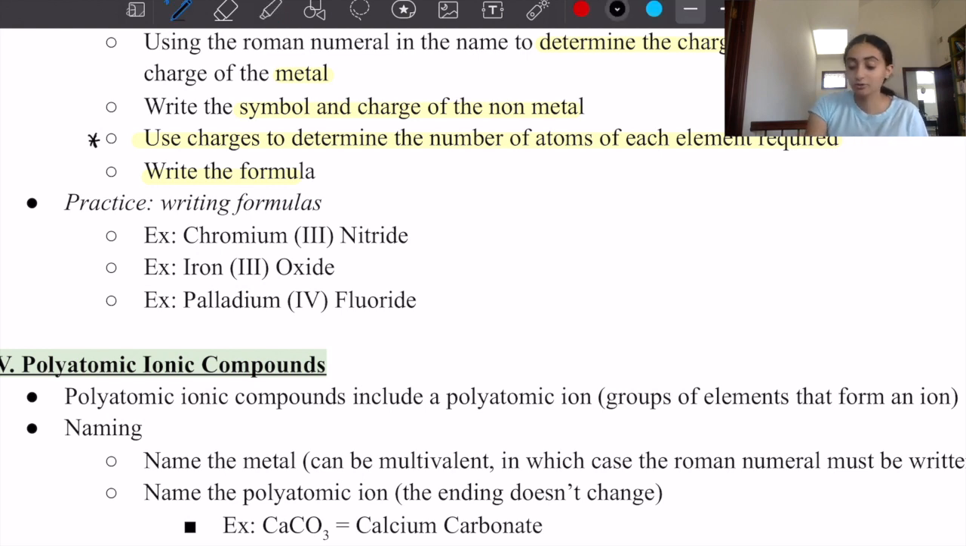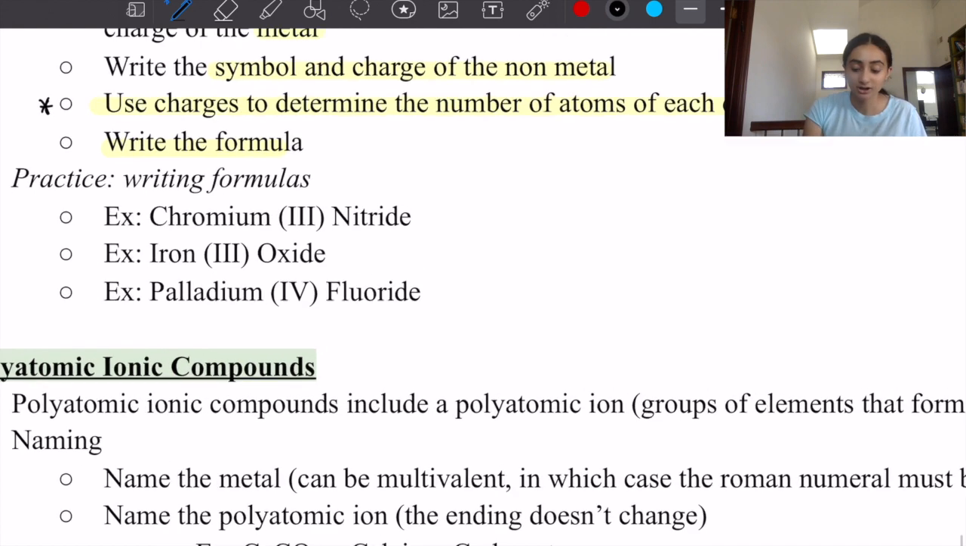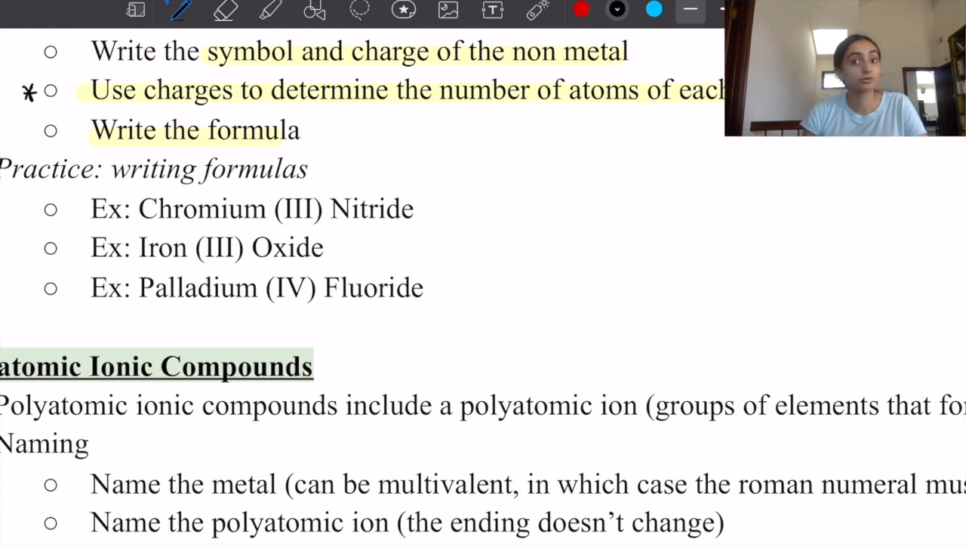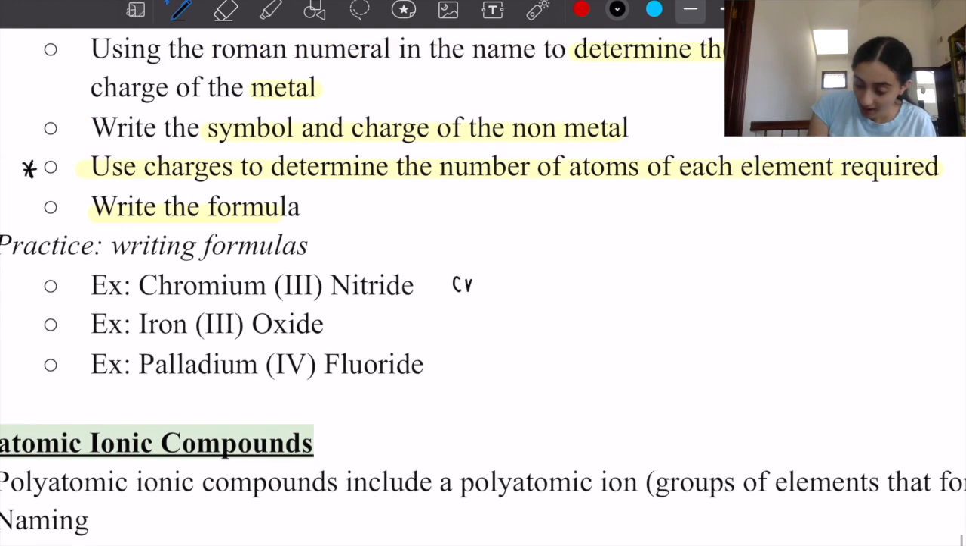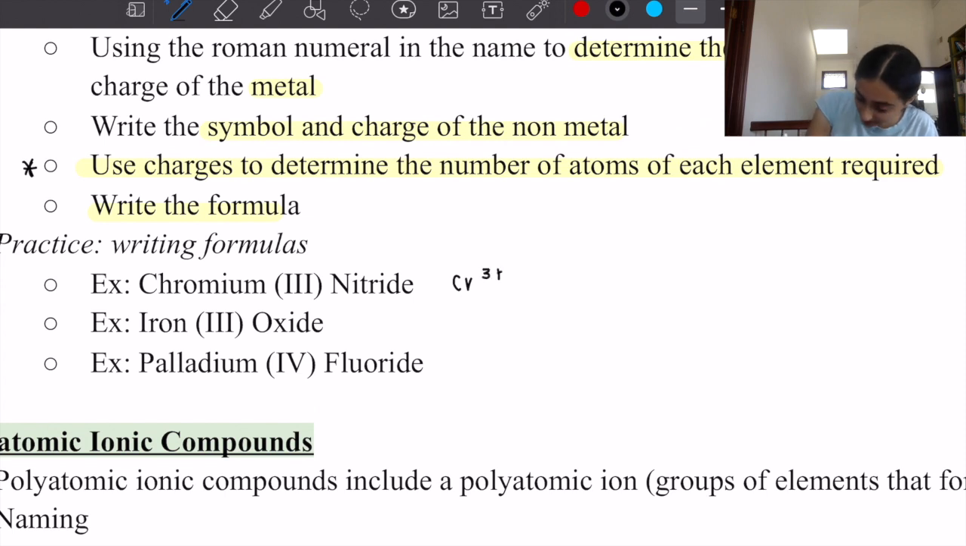We know we're talking about chromium, and we know we're talking about nitrogen. And we also know we're talking about chromium 3+, because it has the 3 Roman numeral. So I'm going to write Cr, and we have 3+, and then we have nitrogen, which has 3-. So the formula for that would be CrN. Next, we have iron 3 oxide. So we have Fe3+, because of the Roman numeral, and oxygen 2-.